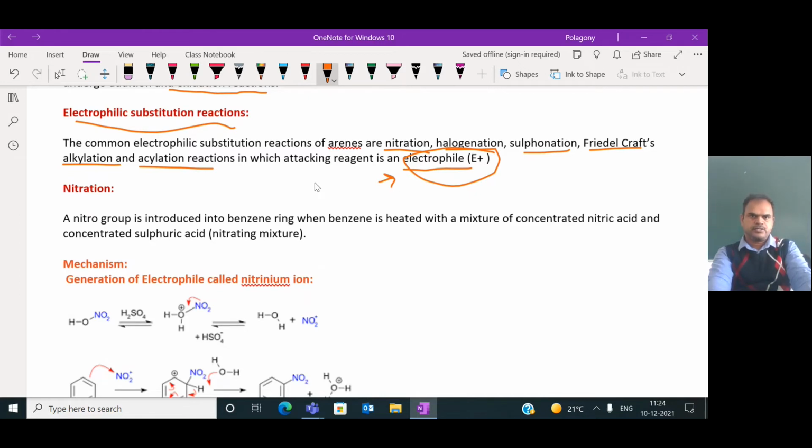Let us discuss the electrophilic substitution reaction of nitration. So the first reaction is nitration. In this, what is the electrophile in the nitration process? In the nitration process, if you take an arene compound, I am taking one example.